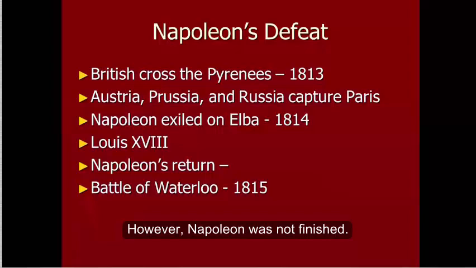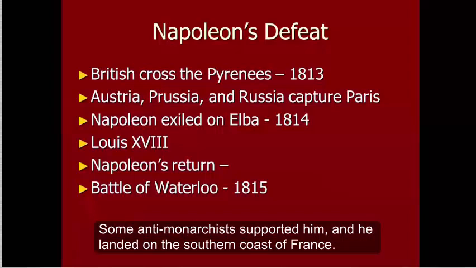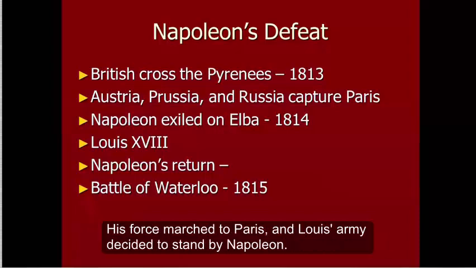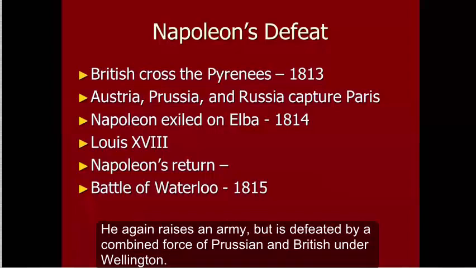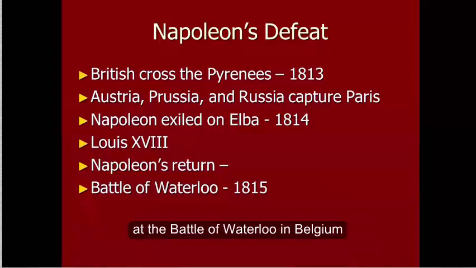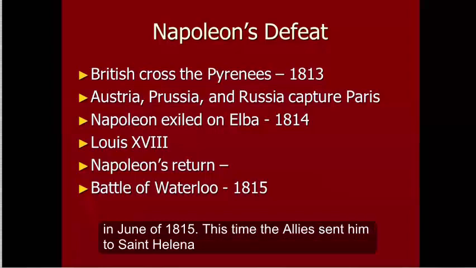However, Napoleon was not finished. Some anti-monarchists supported him, and he landed on the southern coast of France. His force marched to Paris, and Louis's army decided to stand by Napoleon. He again raises an army, but is defeated by a combined force of Prussian and British under Wellington at the Battle of Waterloo in Belgium in June of 1815.